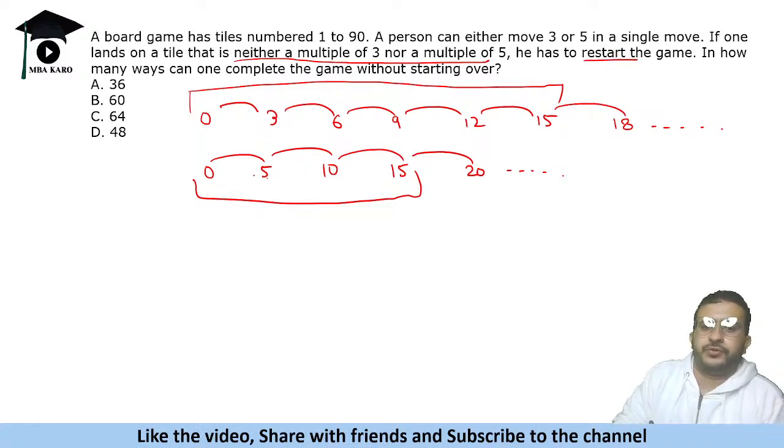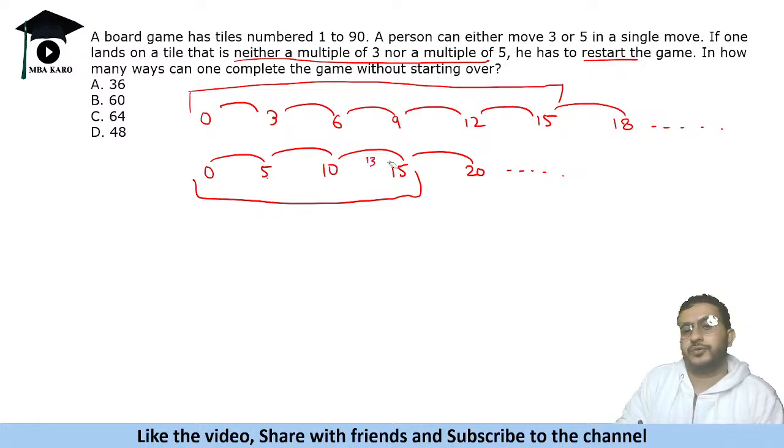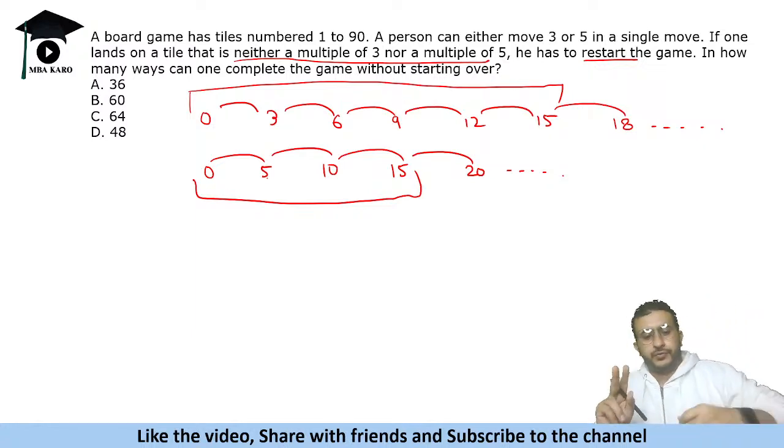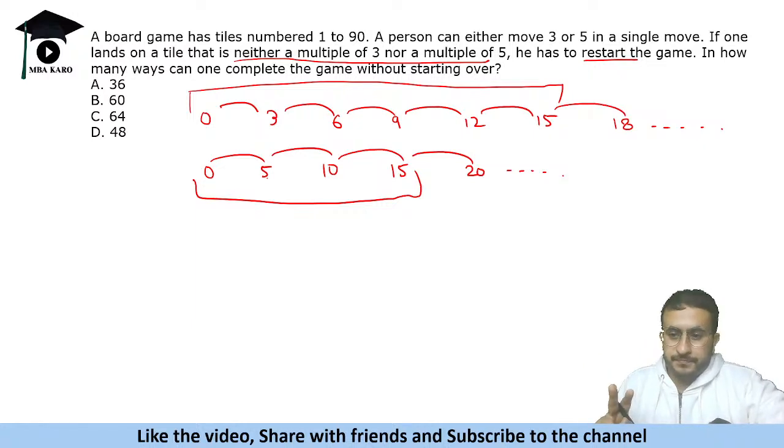So you cannot go into 8. You have to go to 10. If you have gone to 10, you cannot make it 13 because you will have to start over. So either you go this way. Similarly, if you have taken, let us say, 6, you cannot move 5 and make it 11 because you will have to start again. So till 15, you can move in two ways, isn't it?